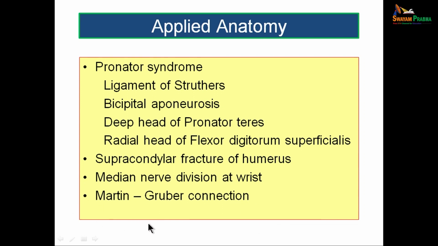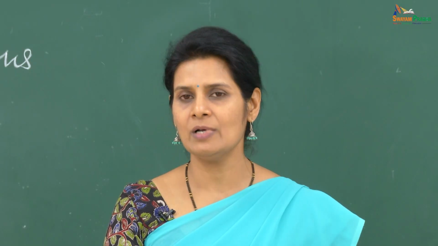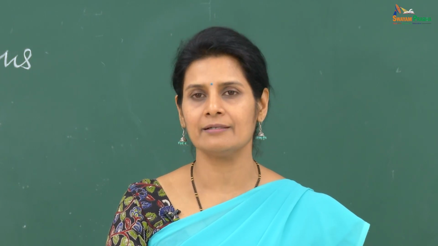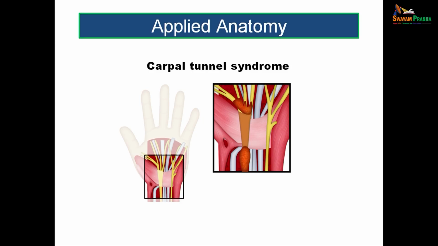Please remember, there can be communication between the median nerve and the ulnar nerve. So during these injuries, you can have unexplained paralysis of certain extra muscles in the palm. They are the intrinsic muscles of the palm, and that will be due to the fibers of the median nerve going via the ulnar nerve to supply these muscles. So this connection is called the Martin-Gruber connection. Let us look at the injuries at different levels.